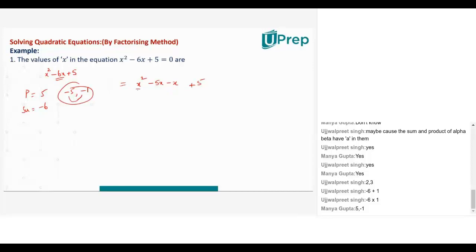So what we did, we kept the x square term as it is, constant term as it is. We will not disturb them. What we will disturb is only the middle term. That we will express as these two terms whose product is 5 and the sum is minus 6. Now let us see what is the advantage of writing like this.